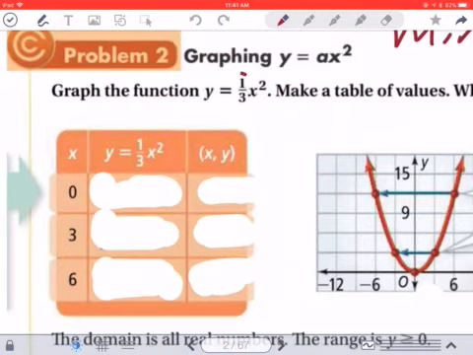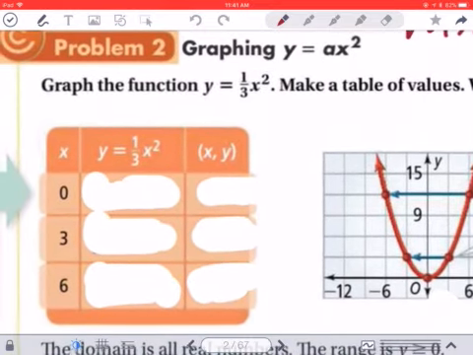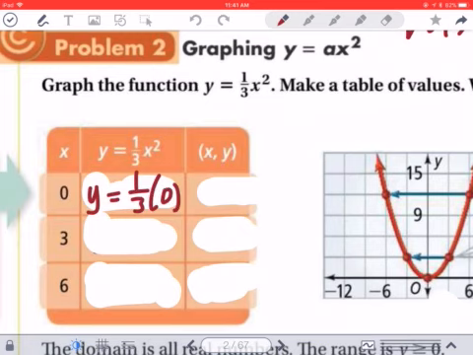Whatever this number is, we're going to be multiplying it by 1/3. So it's a good idea to pick some values that are not going to result in fractions when you're done. After you practice these a few times, you'll see kind of how to do that. But I'm going to plug in 0. So 0 squared is 0, and 0 times anything is 0. So I get 0, 0 as one of my points right there.